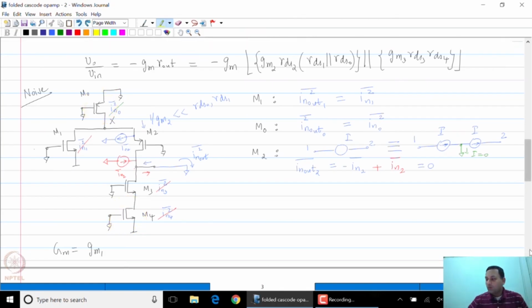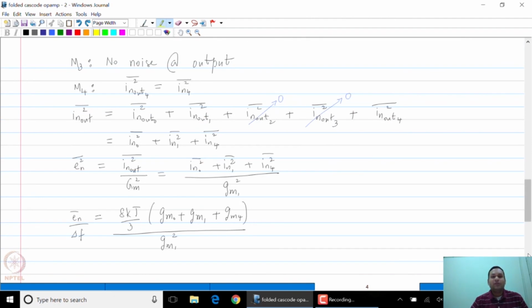Now we are in a position to build the folded cascode op-amp and write down directly its noise expressions and gain expressions and so on. That is what we will do in the next lecture.